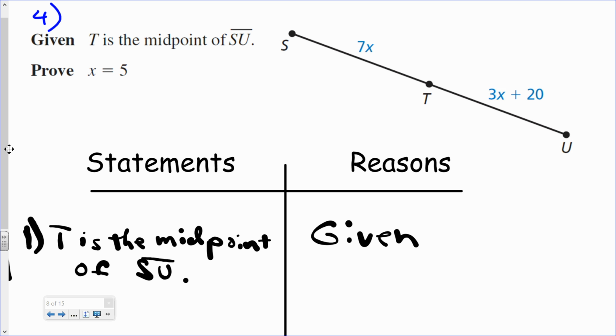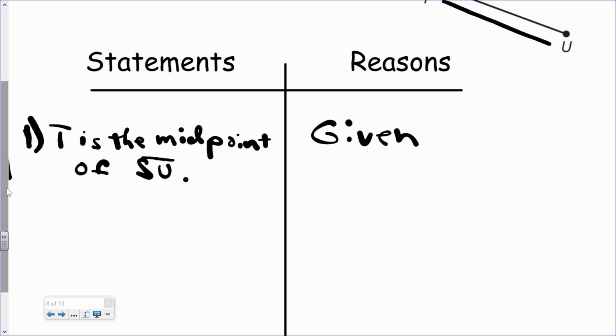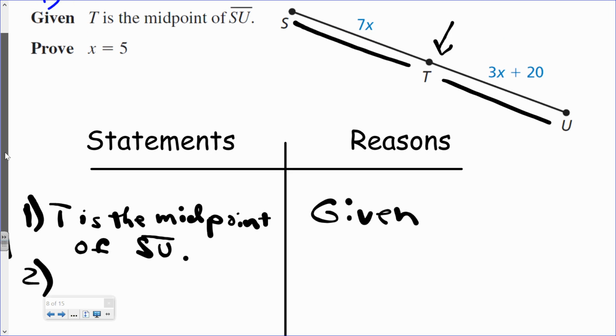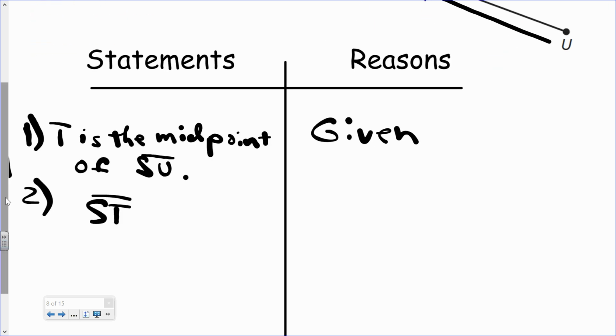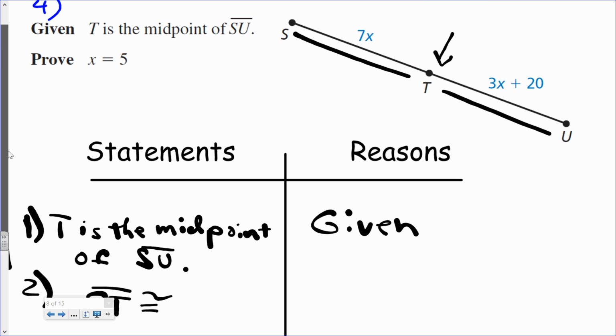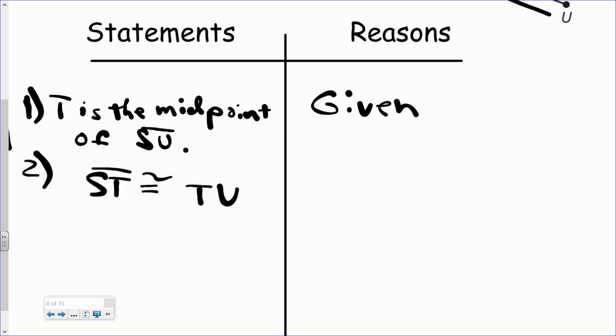What does midpoint mean? Right in the middle. So if T is right in the middle right here, what can I say about ST and TU? What can I say about them? Nice. Logically, if T is the midpoint, then I can say, that's my second statement, that segment ST is congruent to segment TU. Why, though? What gives you the right to say that, Rivera?